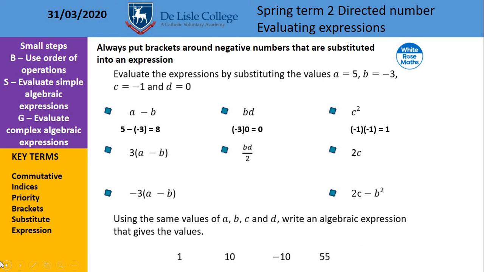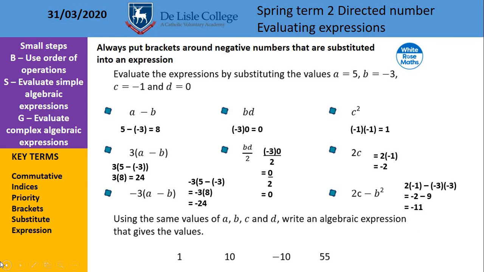0, 1, 24, 0, minus 2, minus 24, and then that last bottom right one is minus 11.